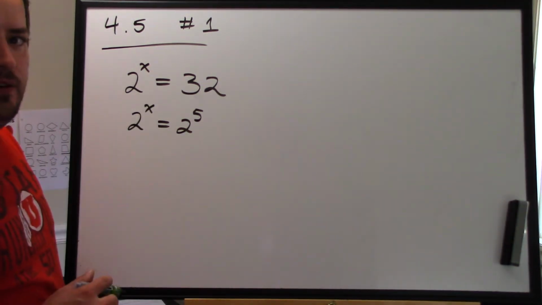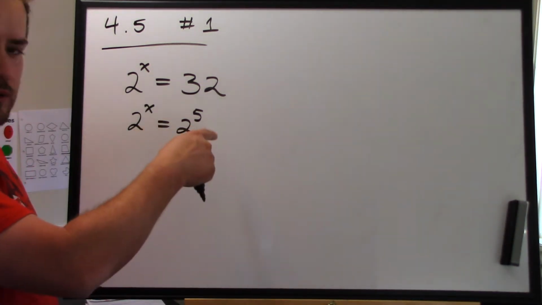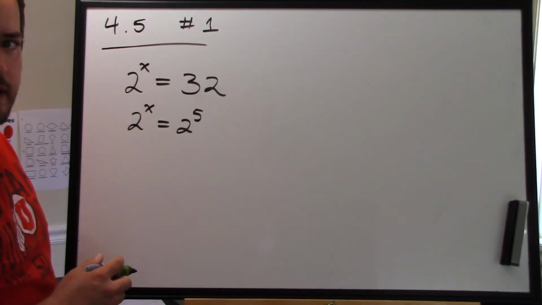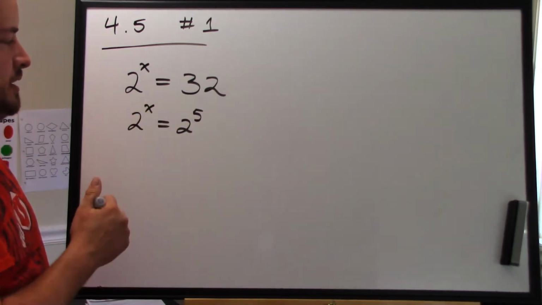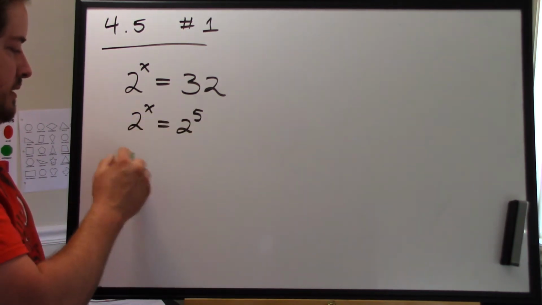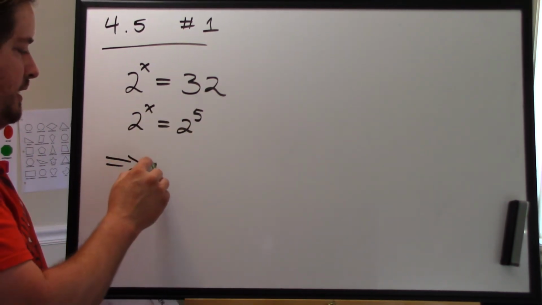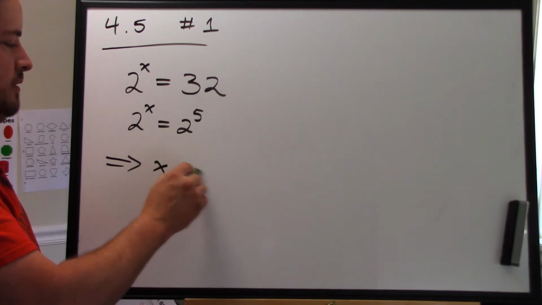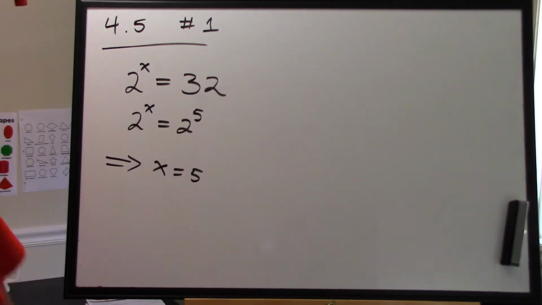And so I have 2 to one power is equal to 2 to another power, and that's my solution then, is that power must be the same. There's no other number here that's going to equal 2 to the 5th, so I then have x must be equal to 5. And I'm done. That's my answer.